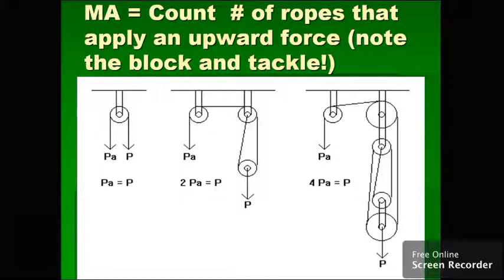Now, if you've ever done that, you know the trick is that you have to pull a lot of rope out. If you have 4 pulleys, then you have to pull the rope 4 times as long to raise it up off the ground 1 foot. If you want to raise the object 1 foot, you have to pull 4 feet of rope on the part where it says PA there. But so that's the trick of pulleys.